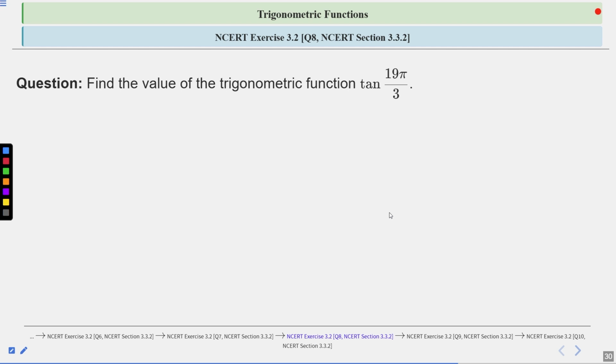Okay, so how can we find it? Again, we can try to convert tan 19 pi upon 3 in terms of tan 2 pi plus theta or 2 pi minus theta or something like that, right? So in this way, you can try to attempt this question. You have some time to solve or think about this question. After that, we will move to the solution part, right?